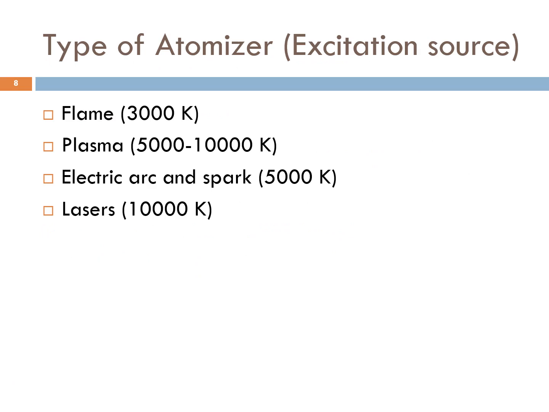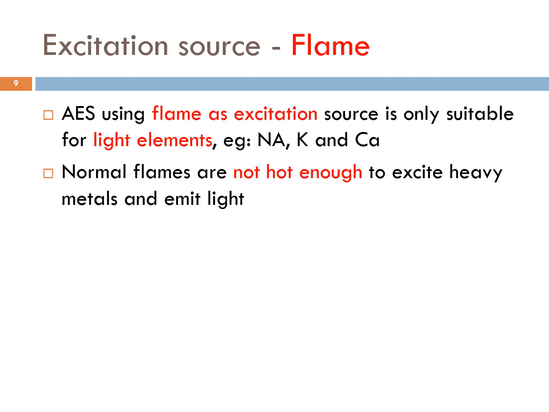So the types of atomizer. There are 4 types of atomizer. So dalam FAES kita guna flame. However, using flame as excitation is only suitable for light elements. Contohnya sodium, potassium and calcium, group 1 dengan group 2 elements. Tapi this normal flame is not hot enough to excite heavy metal and emit light. Dia tak cukup panas untuk cause excitation of heavy metal. So alternative dia kita akan guna plasma lah.